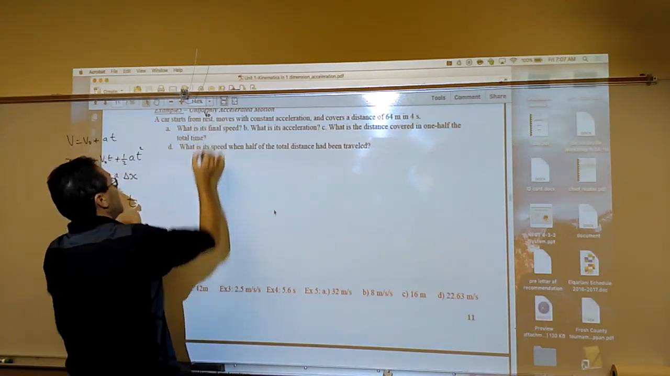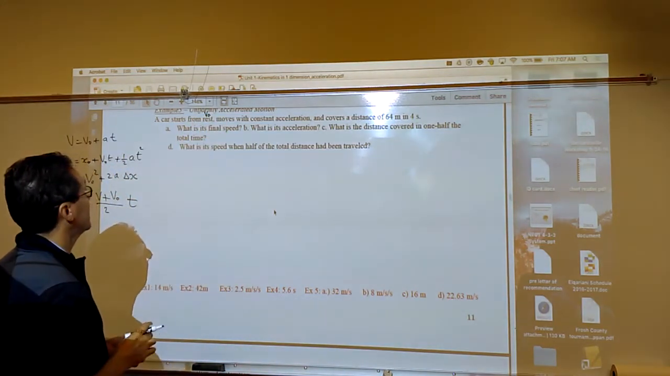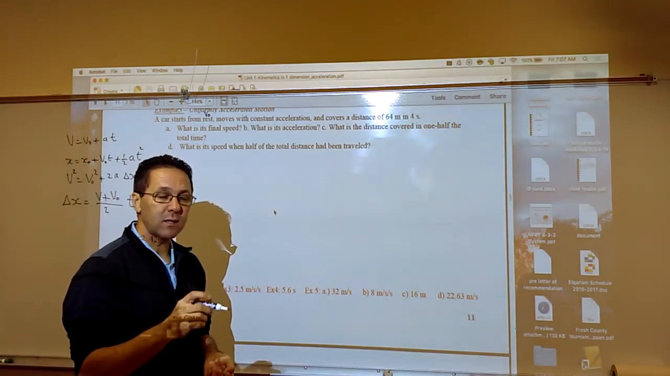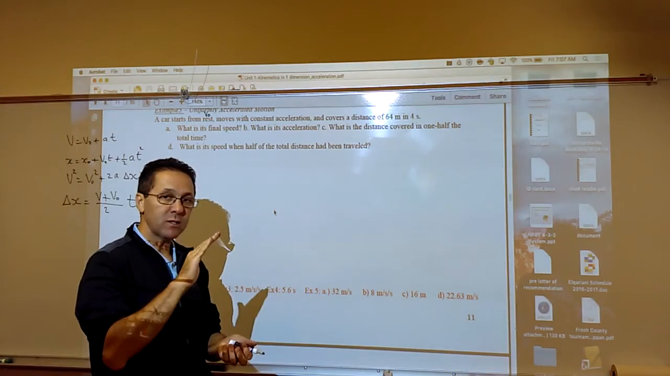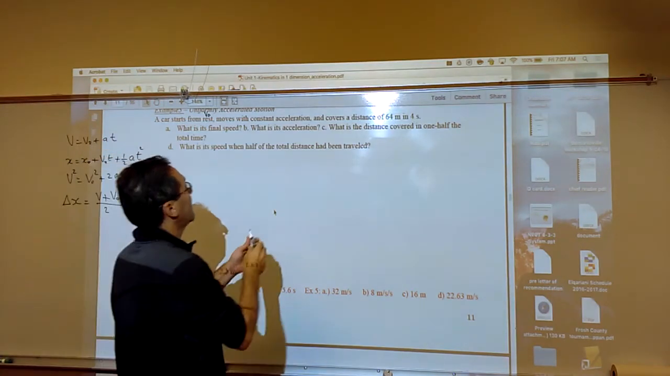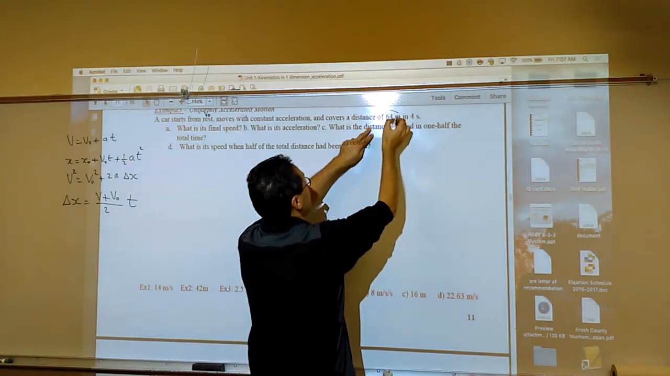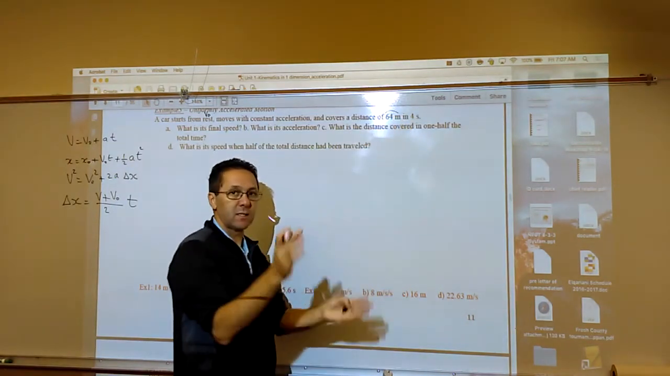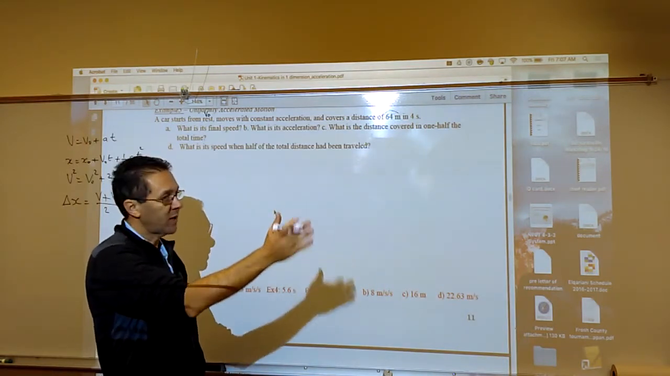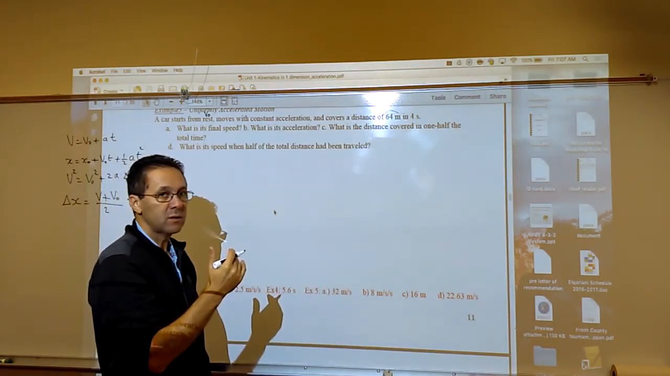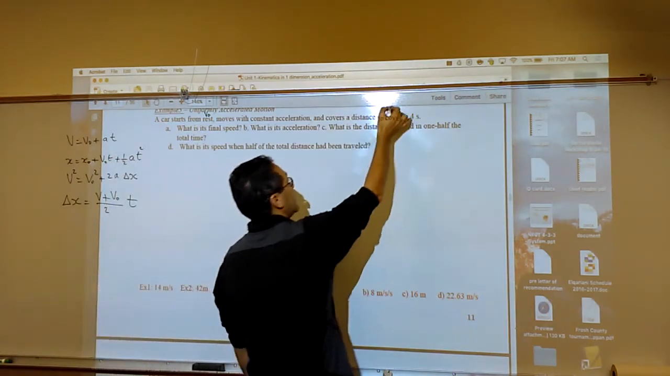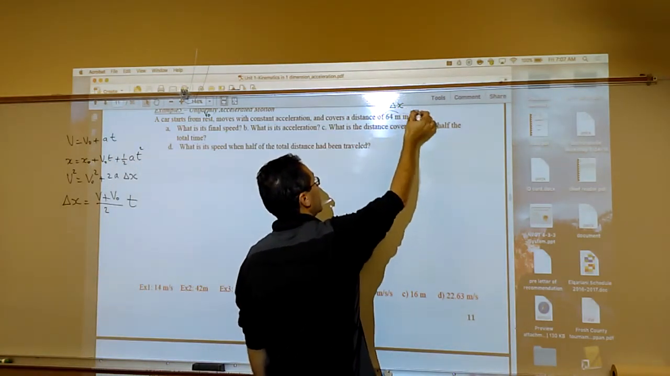The VO is 0, moves with a constant acceleration. Now, that's not constant velocity, it's constant acceleration. In other words, the acceleration does not change during this motion and covers a distance of 64 meters. So this distance and the displacement are the same. So I'm traveling down a straight line. I don't make any turns. I don't come around. Okay? So the distance and the displacement are the same thing. So I'm going to call this delta x, and this is my time.